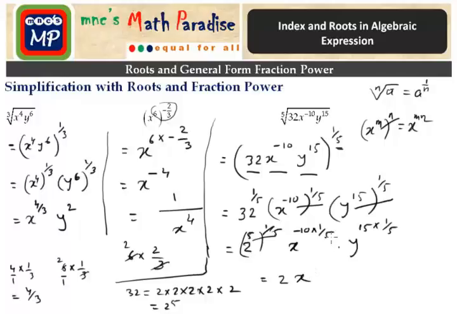For x, 5 and 10 will cancel, we will get 2, so we will get x to the power minus 2, there is a minus here, and for y, 5 and 15 will cancel, we will get 3, so we will get y to the power 3. So x to the power minus 2, if we take it in the denominator, we will get 2y cube over x squared, this minus power will become plus when we take it to the denominator.